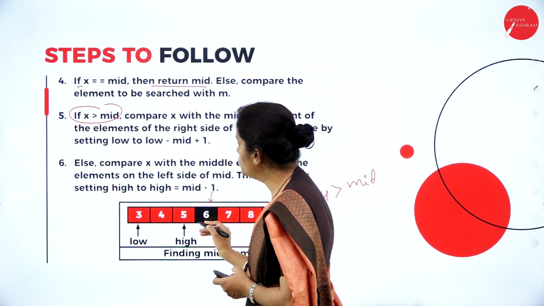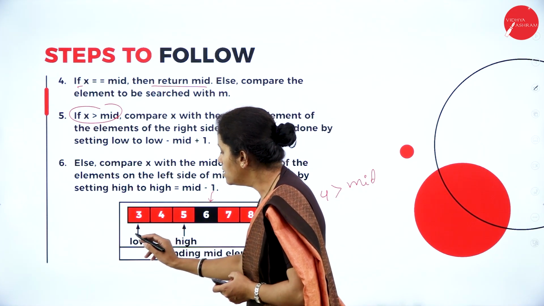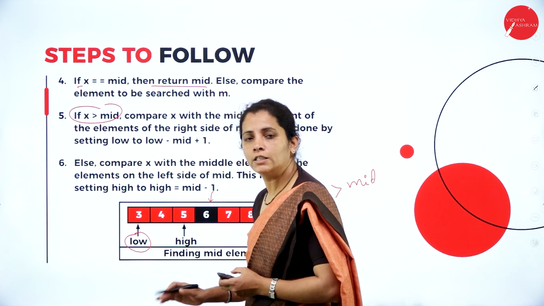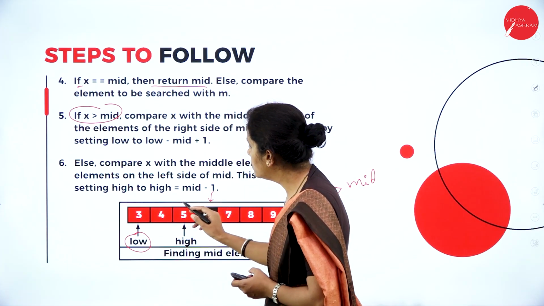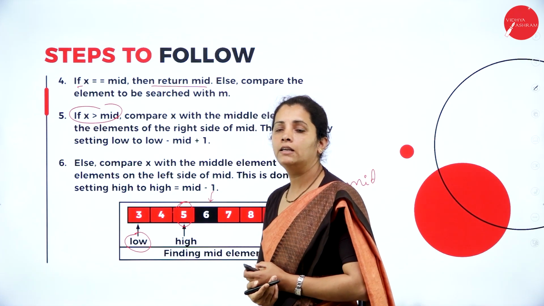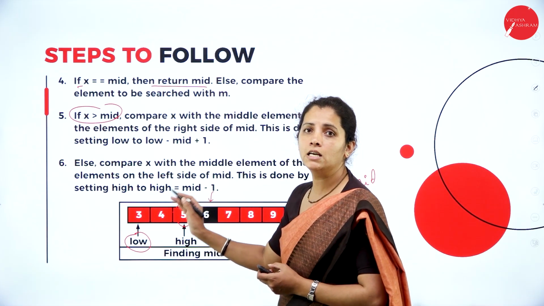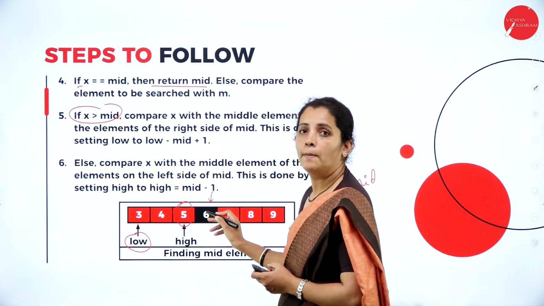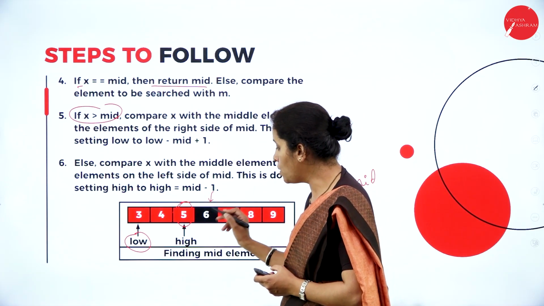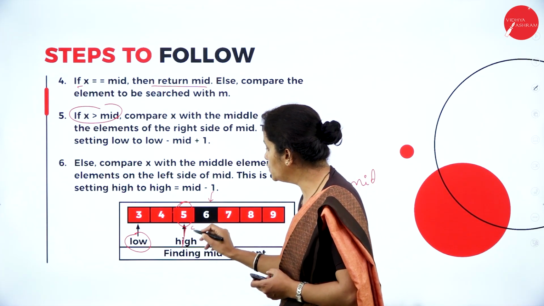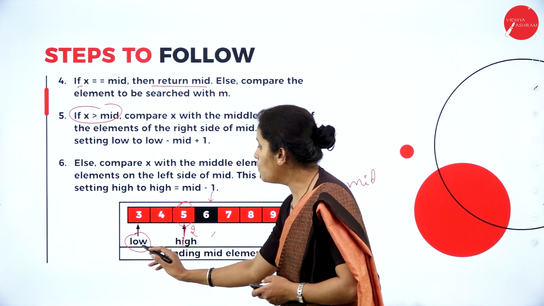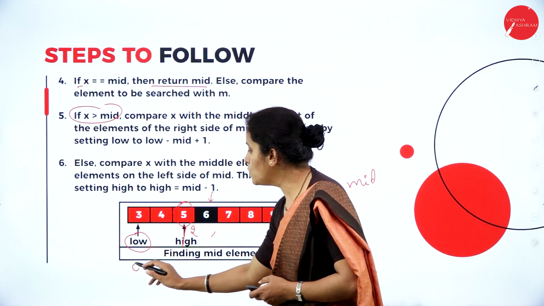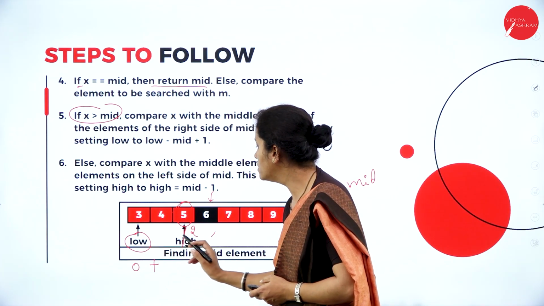So what I want to do, see here, 0, that is low as it is. Then what about high? How am I going to find it? That is nothing but the middle minus 1. So what is middle? Middle is 3. 3 minus 1, that is nothing but 2. I'm going to point to 2. Okay, fine. Now what is my low? Low is 0.